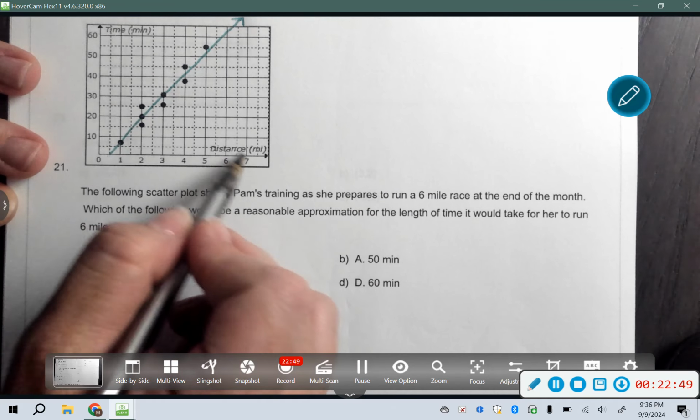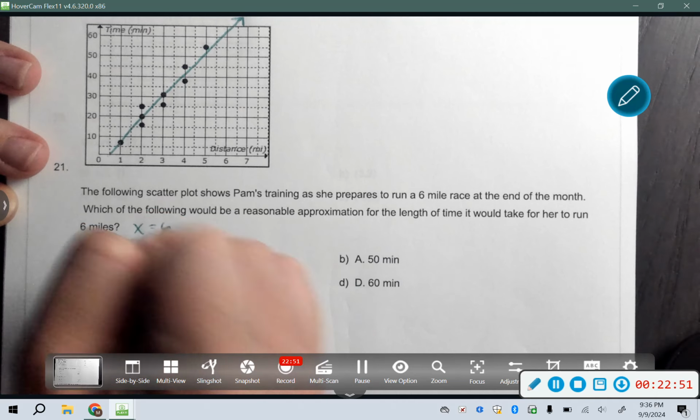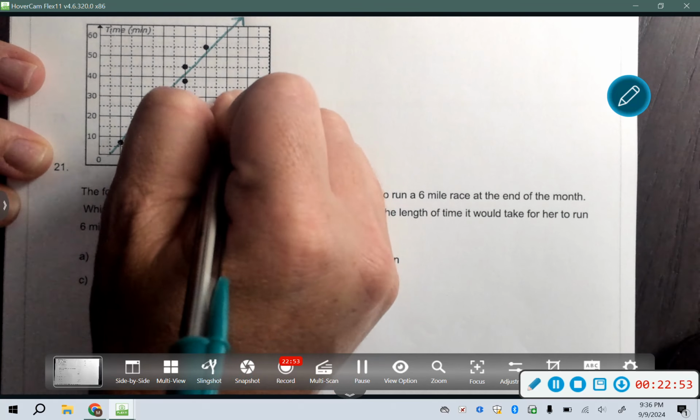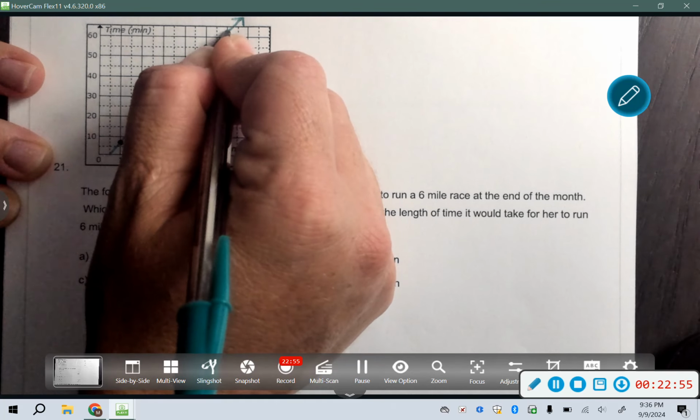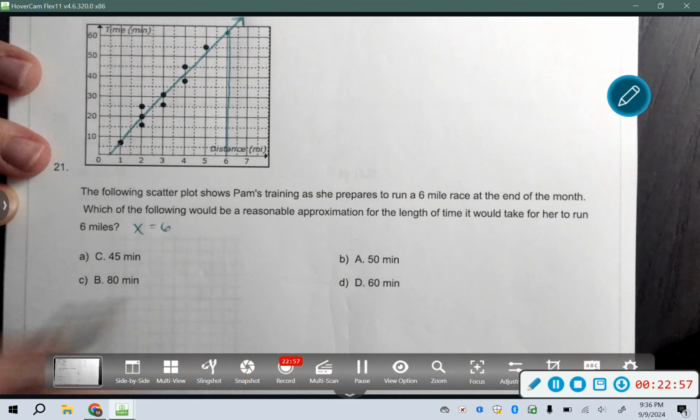Distance is my x, so I'm looking for where x is 6. Here's x is 6, and I notice that it's somewhere right above 60. So I'm looking for my closest answer, which is just 60.